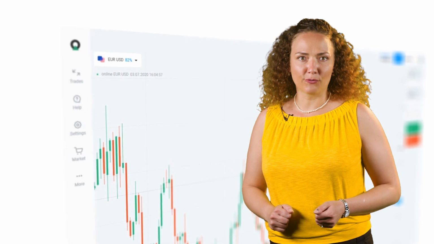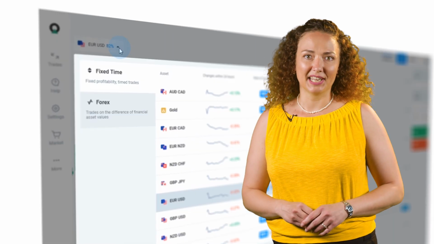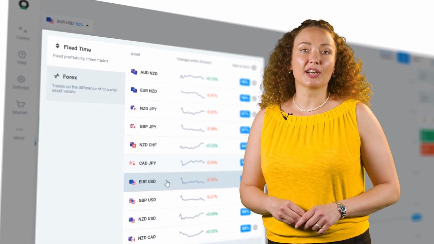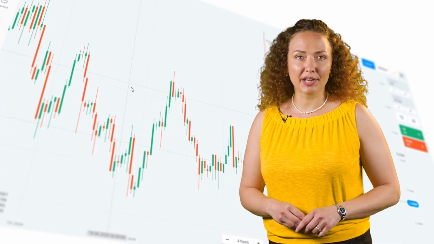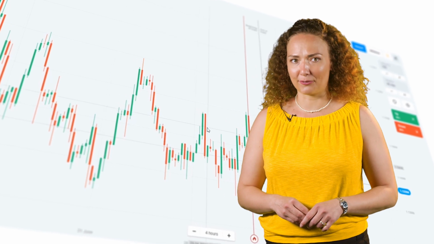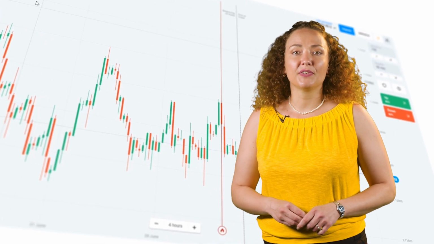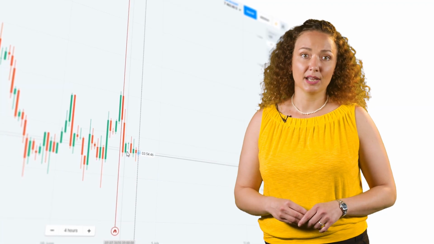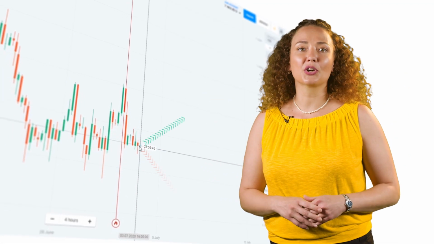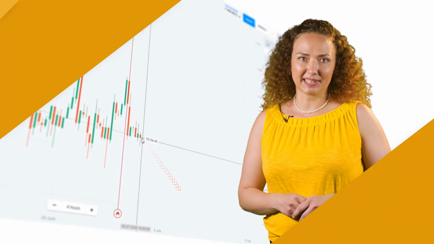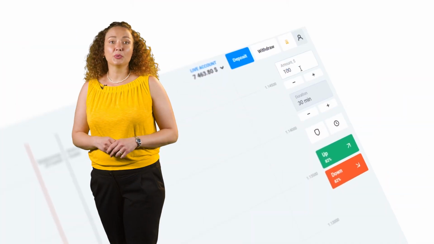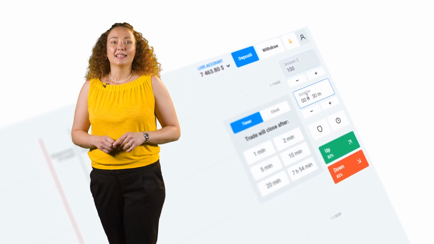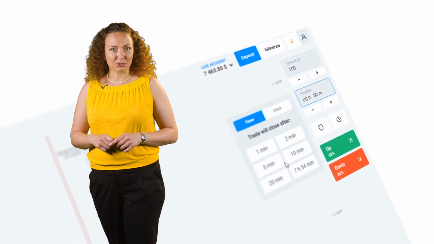The Olymp Trade platform is divided into two main parts: fixed time trading, FTT, and Forex. When you choose a desired asset, the price movement and fluctuation will be displayed on the chart of the platform. If we choose the fixed time trading instrument, what we have to do is determine if the price of the asset will be higher or lower than the current price after a certain period of time. Here is where you would enter your trade amount, and here is where you would choose the expiration time. This is in how long the trade will close.